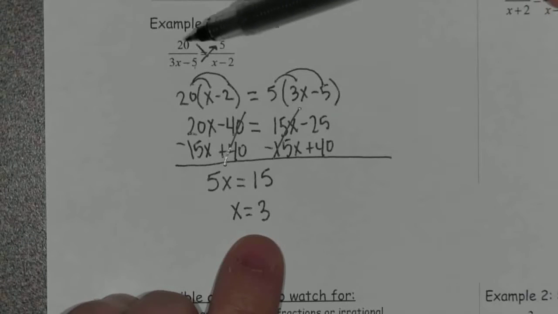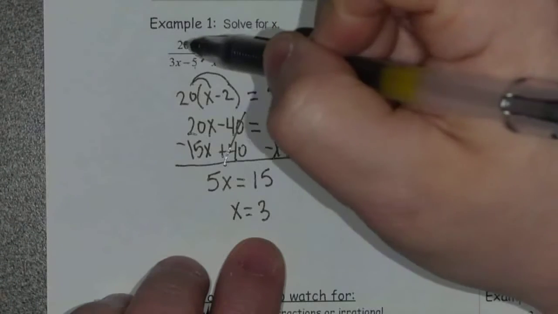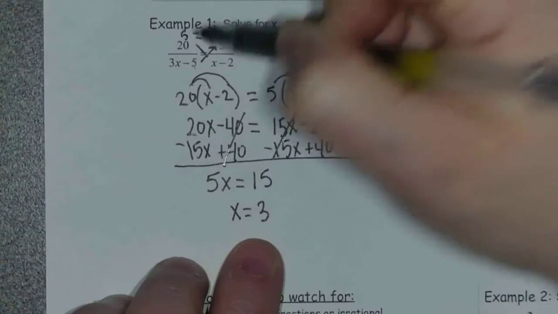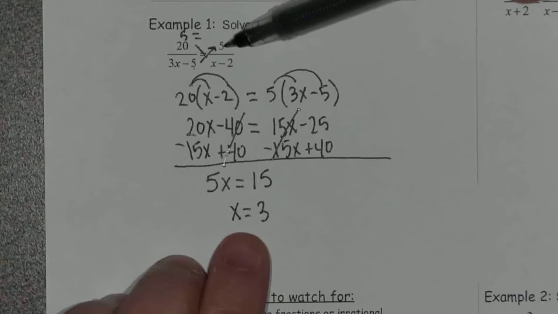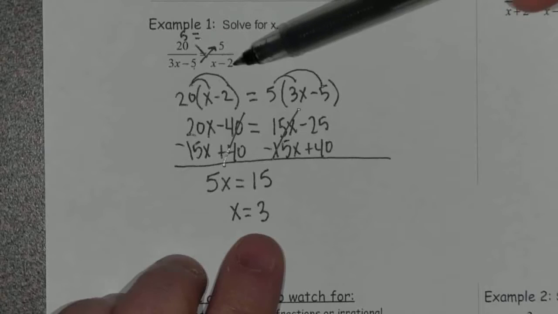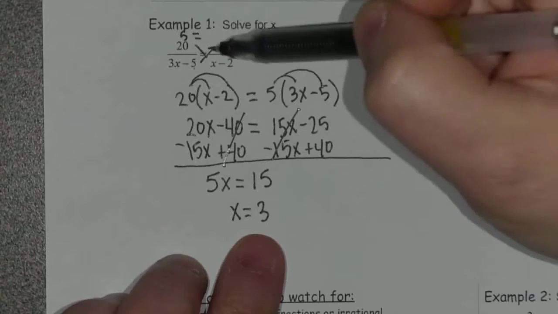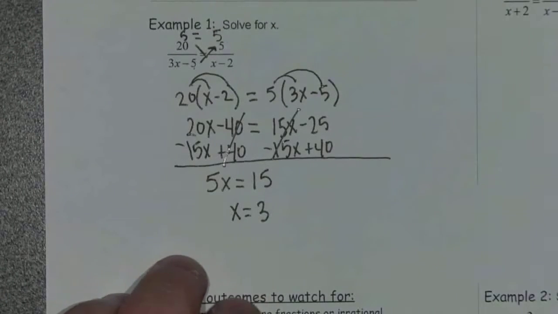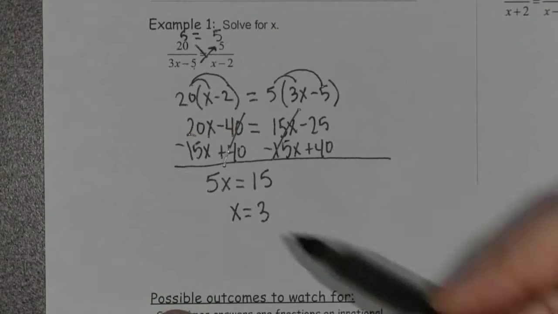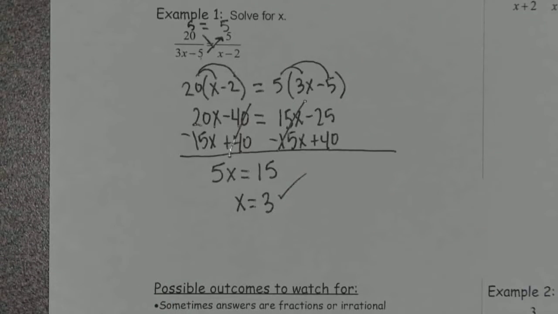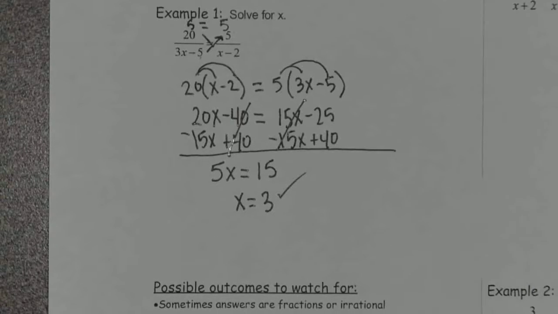So really fast up here, we'd have 20 divided by 3 times 3, which is 9, and 9 minus 5 would be 4. So 20 divided by 4 would be 5. And we're going to see if it's the same on this side. So we'd have 5, then we'd have 3 minus 2, which is 1. So 5 divided by 1 equals 5. So that checked out, right? So always just quickly plug it through, make sure it checks out so that you know that that's a solution. Okay?